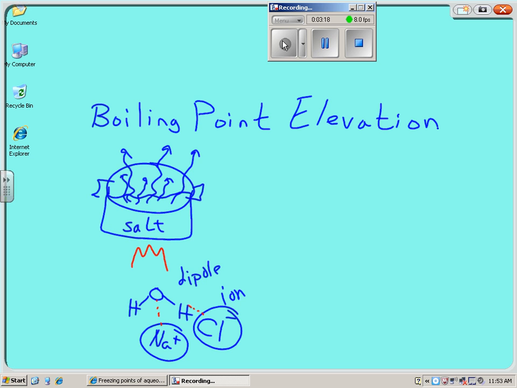Since the salt stays in the water, more water is held back in the salt. So you have to heat this up even higher to get those water particles to be driven into the gaseous state. So the boiling point has to be raised, or the boiling point is elevated.